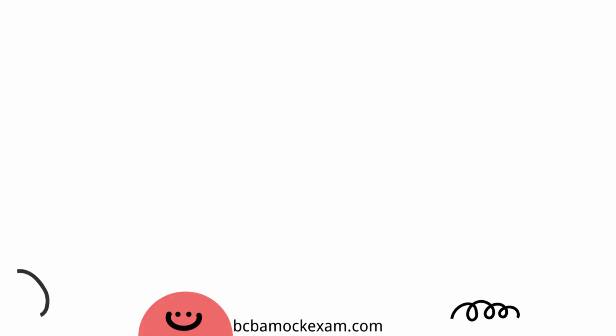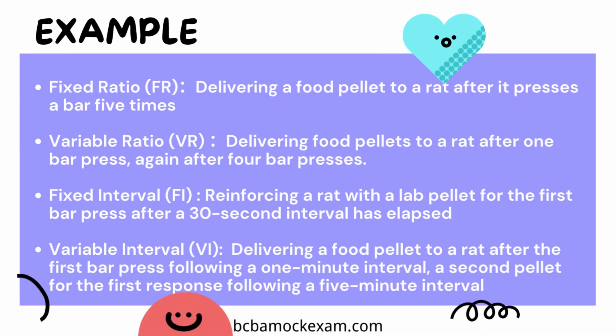Let's use the example of delivering food pellets to a rat to explain different reinforcement schedules. In a fixed ratio FR reinforcement schedule, the rat receives a food pellet after pressing the bar a fixed number of times. For instance, if the rat is reinforced on an FR5 schedule, it would receive a food pellet every time it presses the bar 5 times. This consistent pattern of reinforcement after a fixed number of responses helps establish and maintain the behavior of pressing the bar.